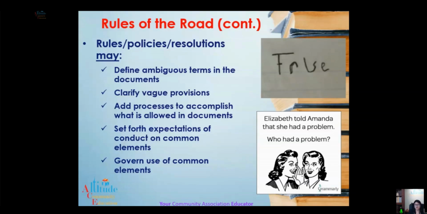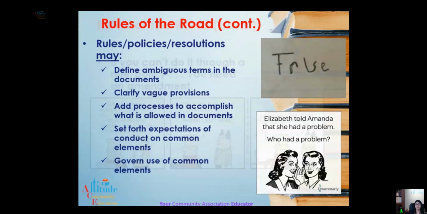And then govern the use of common elements. Okay, so that again is very similar to the conduct, but the conduct is how you act and the use is how you can use it. So technically, the example of the dog on a leash is more of a conduct. And then the use could be, owners may not have picnics on common area. That's conduct also, but it's also use. So you get how those all blend. But those are all things that you can do through rules.